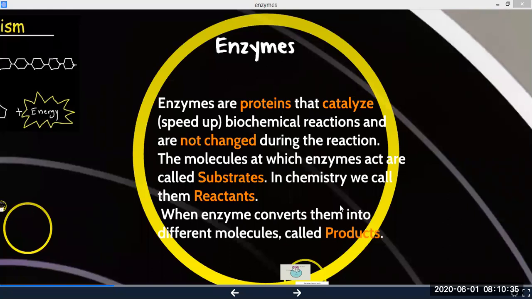I was talking about enzymes, as they are protein in nature and they are not changed during the reaction. They stay over there. They are not converted into a different product. Then I talked about substrate and products.